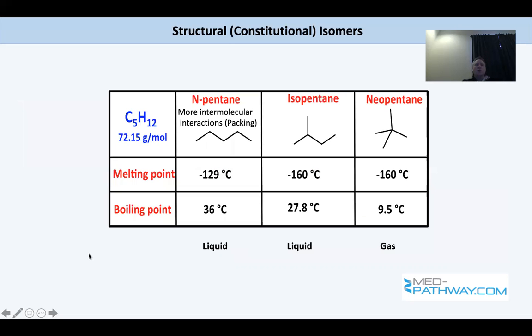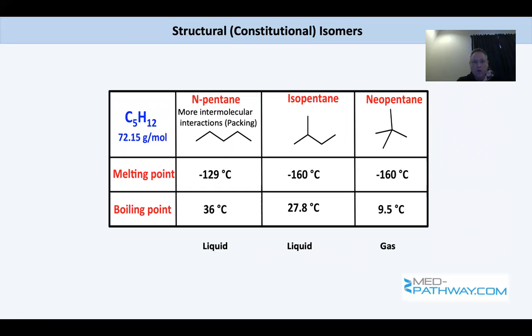Structural or constitutional isomers have the same formulas, and we see this with the derivatives of pentane. N-pentane, isopentane, and neopentane are all C5H12, but they have different physical properties. What we see is that the melting and boiling points are different. For example, with N-pentane, what you can do with this linear molecule is you can get more intermolecular packing together, like they can spoon together easier.